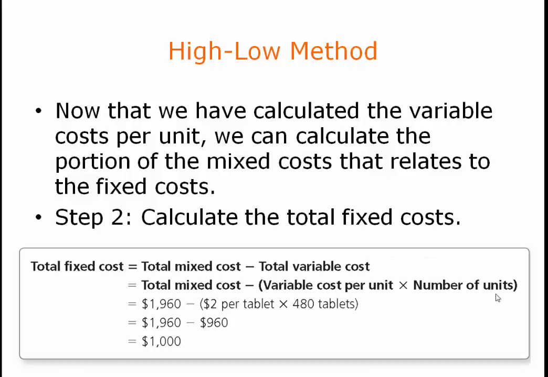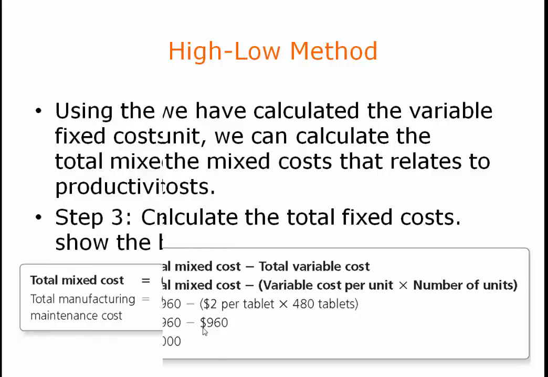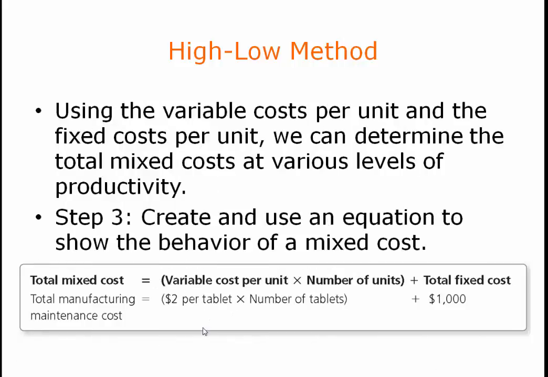So what we have here is total mixed cost, or total cost, and we're going to say here's our total cost, which we know is $1,960, less the variable cost, which is $2 times 480. And when you do the math and we pick the high, we take 1,960 less 960, and that says that our fixed cost is $1,000. And what we're really doing is using those 2 points to generate a line, 2 data points for a line on that graph.